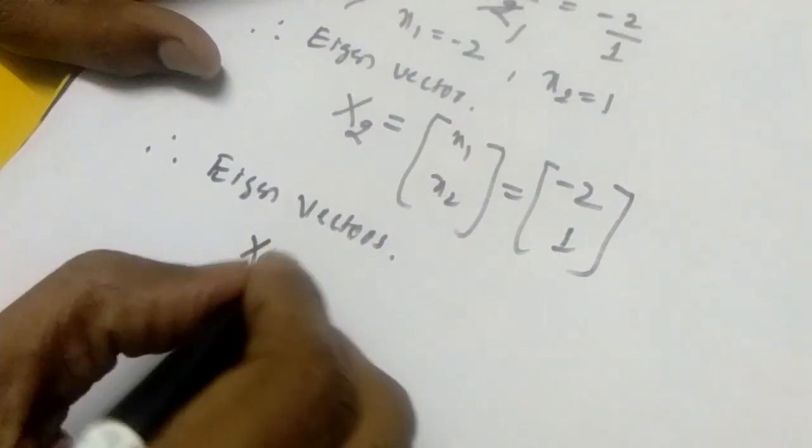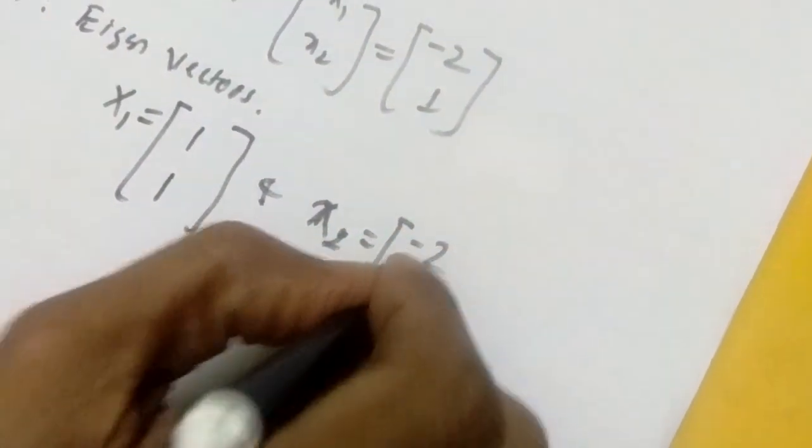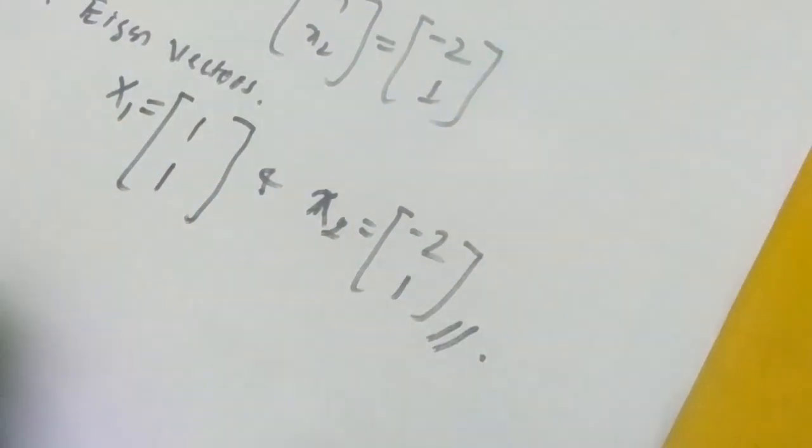Therefore the eigenvectors are: X1 equal to [1, 1] and X2 equal to [minus 2, 1]. Okay, thank you.